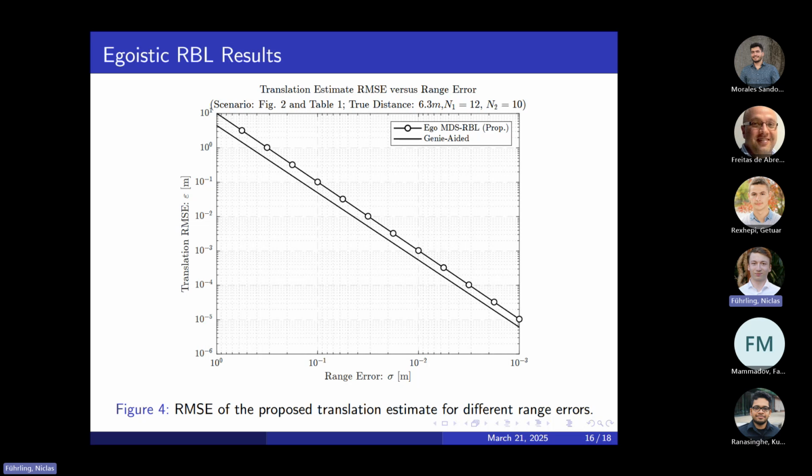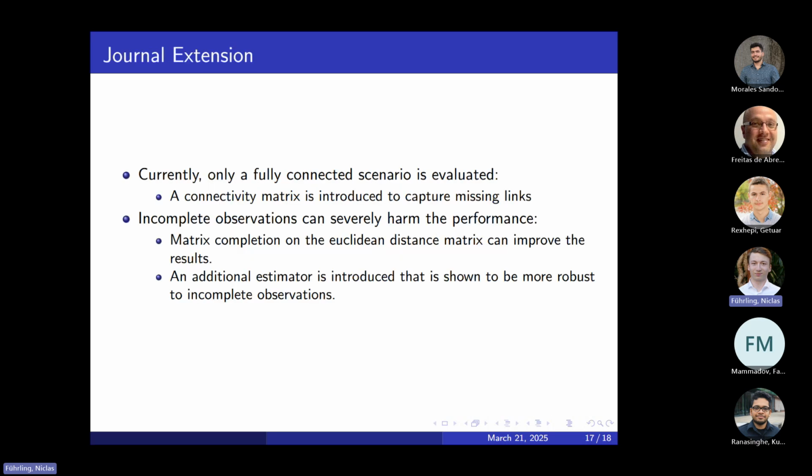Now you probably already have a few questions and ideas how you could extend this work. And we already did that in a journal extension, which we will show in a follow-up video. But to hint at the journal extension: currently only a fully connected scenario is evaluated, which means that we always assume that we have all the measurements. But in the journal extension, we considered a connectivity matrix, which is introduced to capture missing links. So then in the distance measurements, you would not get all the measurements, but also a few zeros in it.